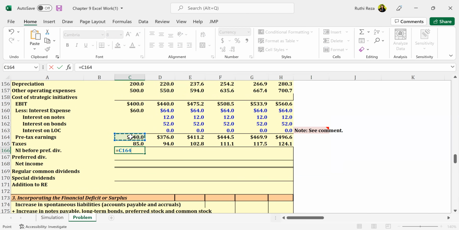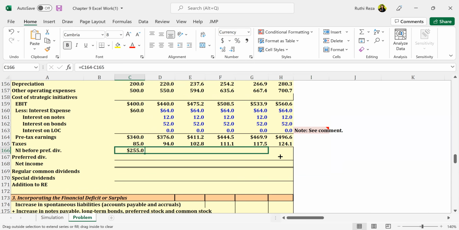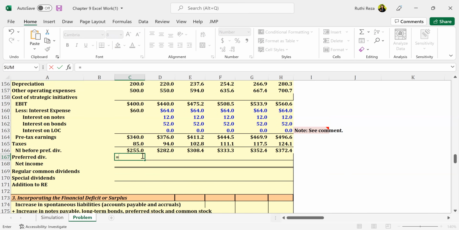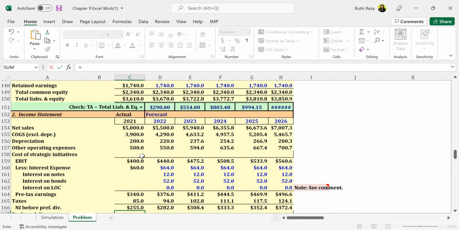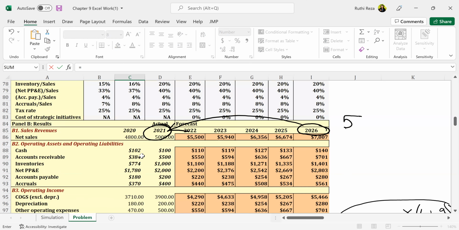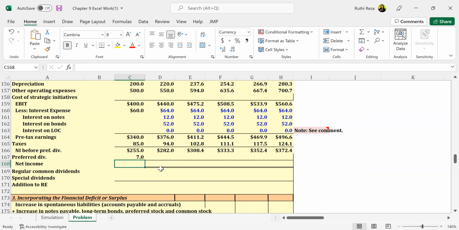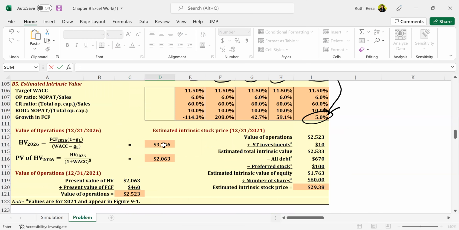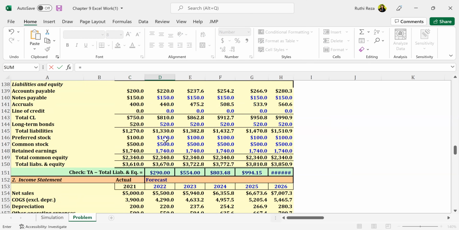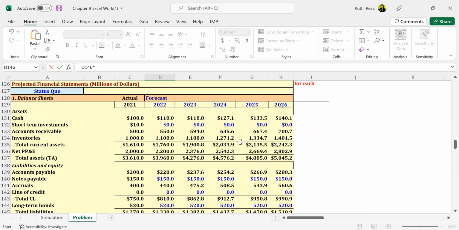Next, net income before preferred dividend, then preferred dividend. So our preferred dividend here is $7 for the last year. But for this year, we know our book value of preferred dividend, and then we know our cost of preferred dividend.